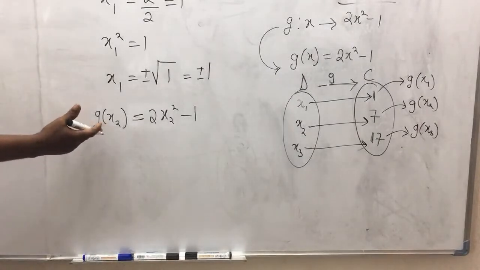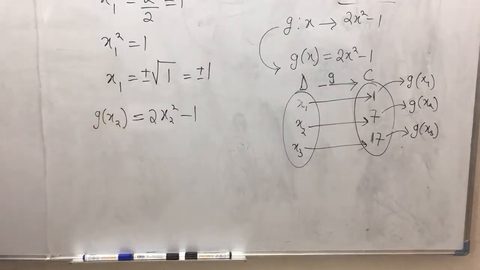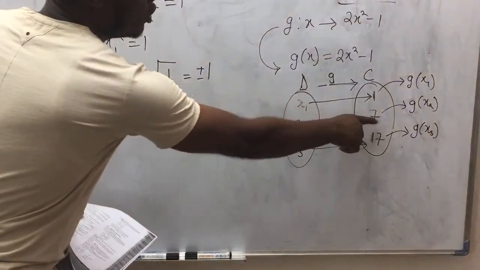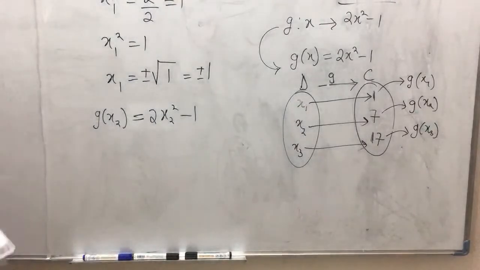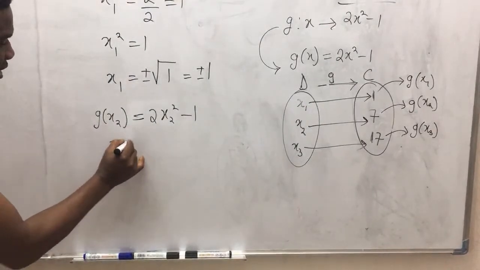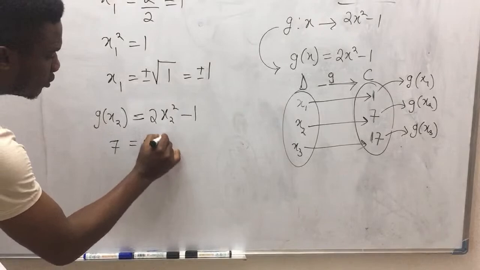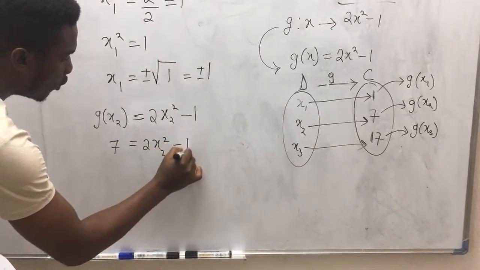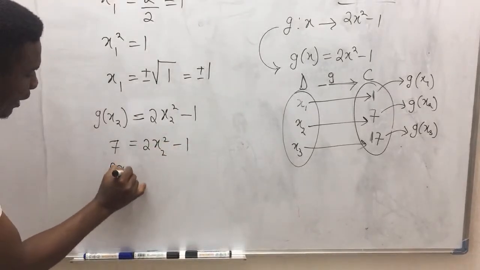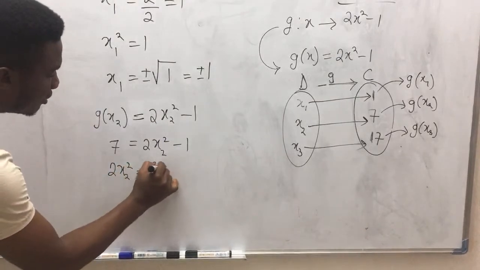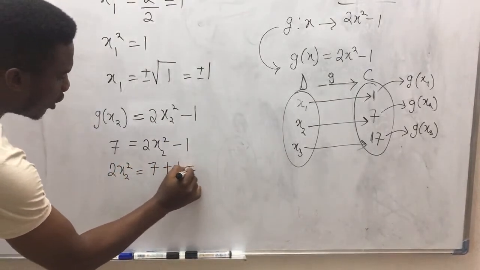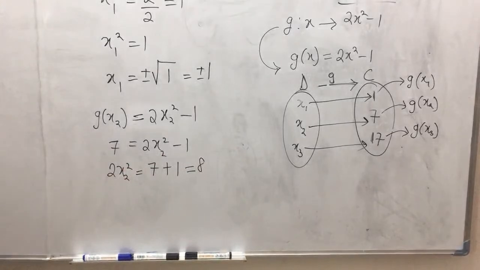So once this is done, all you have to do is to recall what g of x2 is. So what is g of x2? g of x2 is 7. So I'm going to put here 7 is equal to 2x2 squared minus 1. So 2x2 squared will be equal to 7 plus 1, which is equal to 8. When I make 2x2 squared the subject of the formula, that's what I'm going to have.